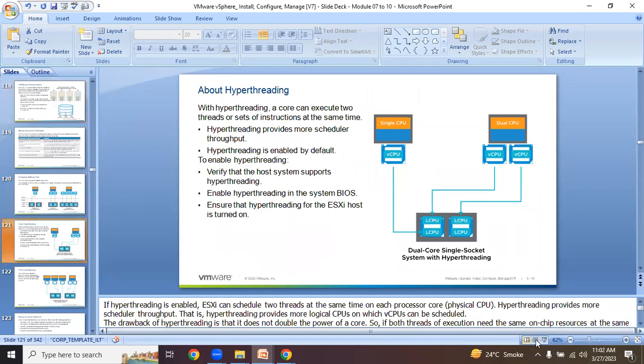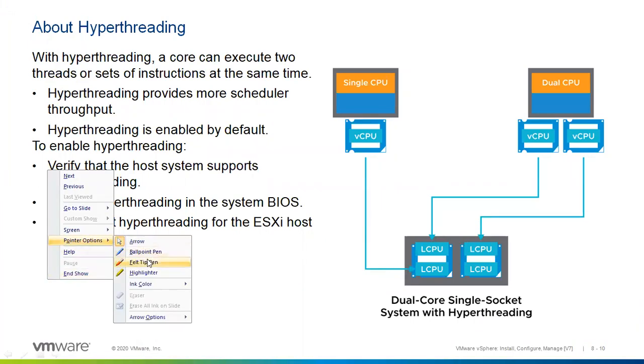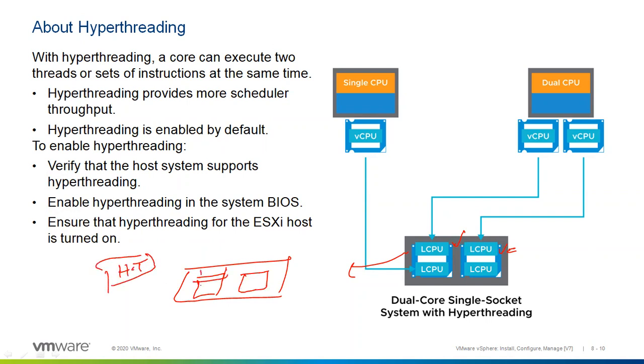Then what is hyperthreading? If we enable hyperthreading on the CPU, it will simply double your logical CPUs. For example, on an ESXi host, this is my socket. Under this socket earlier there were 2 cores, 2 logical CPUs. But if we enable hyperthreading, it will double my cores. So now my logical CPUs will be 4.